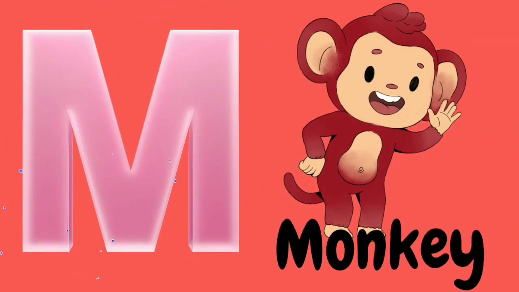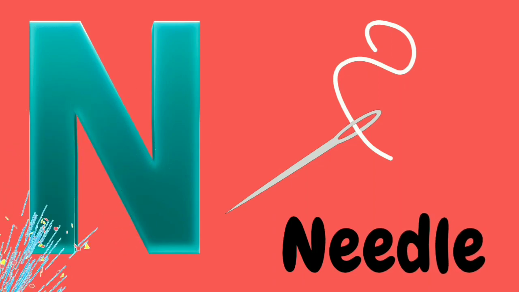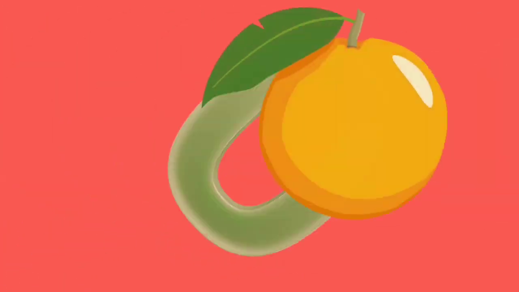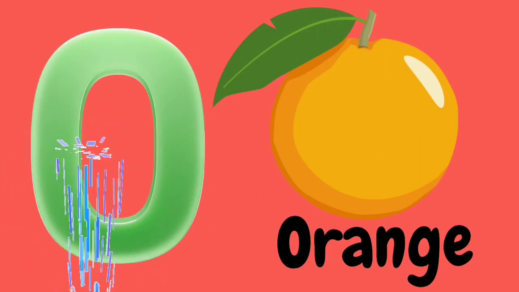M is for monkey. M, m, m, m, monkey. N is for needle. N, n, n, n, needle. O is for orange. O, o, o, o, orange.